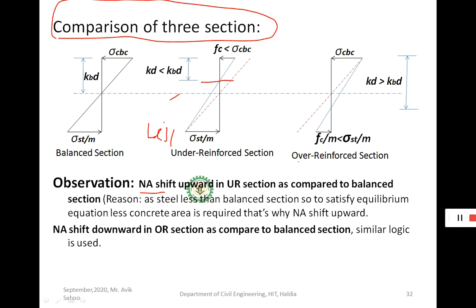Similarly, in the over-reinforced section, the neutral axis goes down with respect to the balanced section. Why? Because here larger steel is used, so you need a more concrete area to equilibrate the section. So that's why the neutral axis shifts downward in the over-reinforced section.